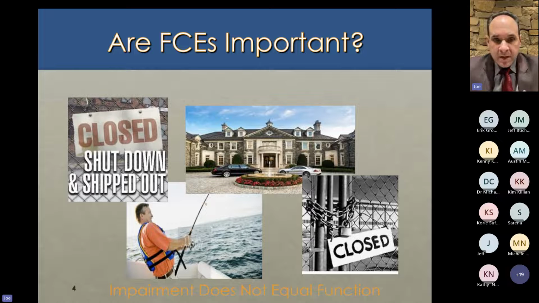So for a properly done FCE, the goal is to determine what a person can do, if they can go back to work, or if they can be on light duty or modified duty. If not going back to their previous job, it's an indication of what type of work they could possibly do in the future. So maybe they can't go back to 100 pounds of heavy demand level, but they can be doing 50 pounds, which is going to make them much more employable. So an FCE can really have an impact on that.